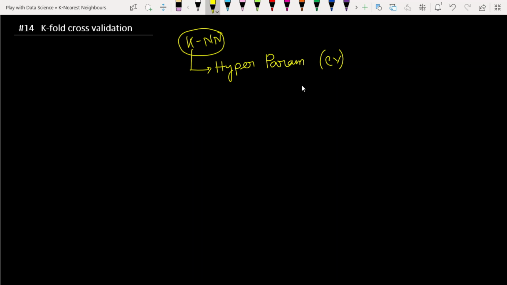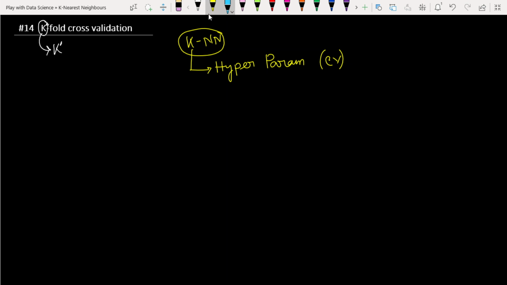Now there are also limitations. To overcome these limitations, we use k-fold cross validation. Since K in KNN is also a hyperparameter, I am calling it k-dash cross validation here, so it will be clear. Both are the same thing. Instead of using k, I am calling it k dash.